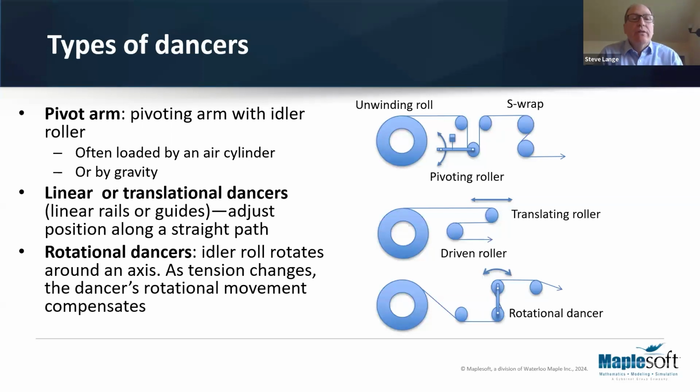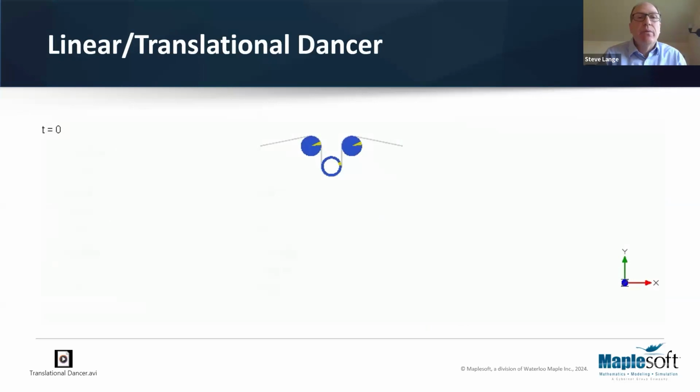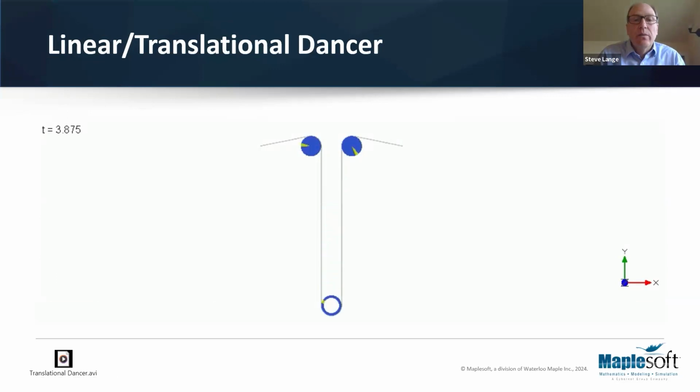And then there are rotational dancers where the rollers will pivot about an axis or rotate about an axis more precisely. So let's look at some examples here. This is just a simple linear dancer simulated in MapleSim. And so the roller is moving in response to tension changes, and I'll explain why it's doing that in the next plot.